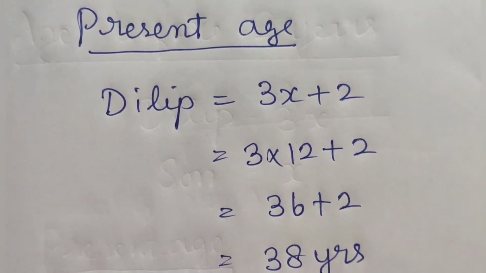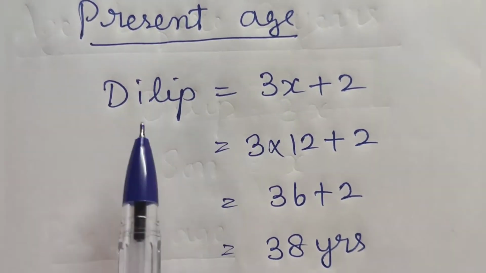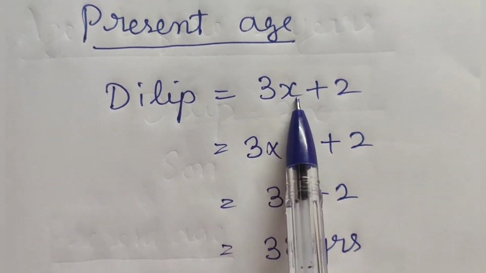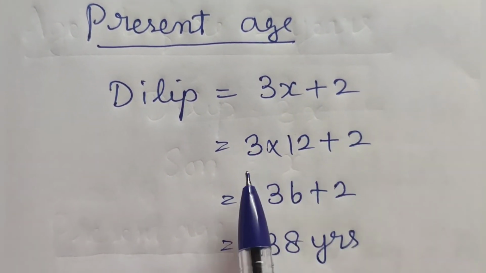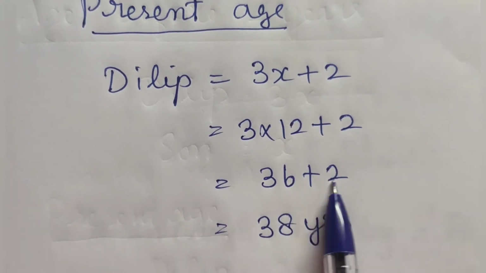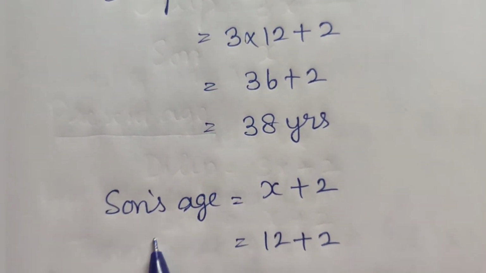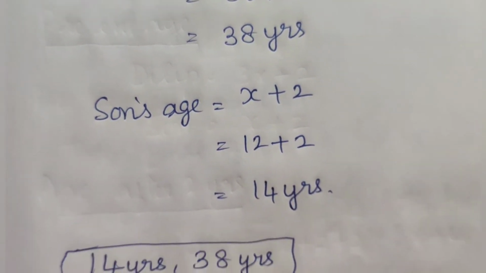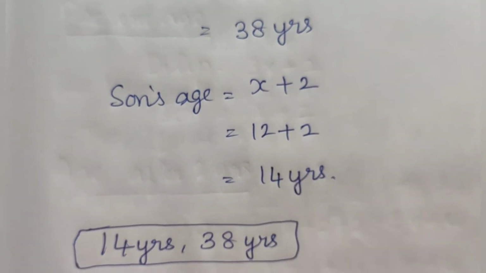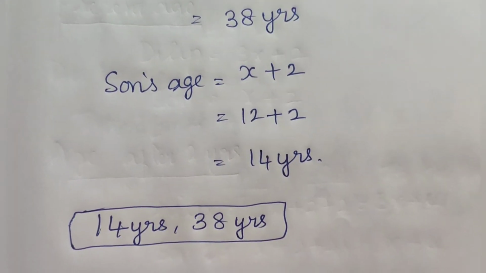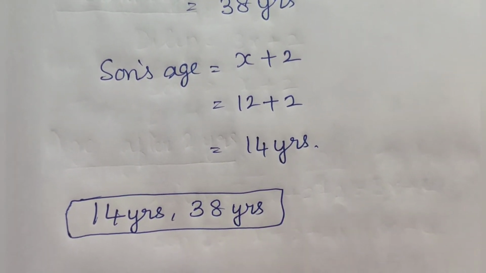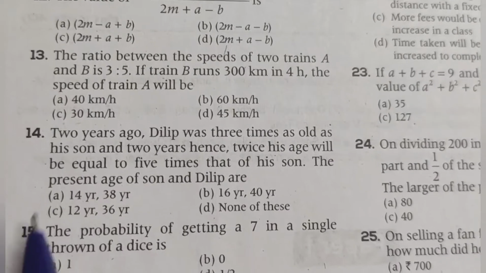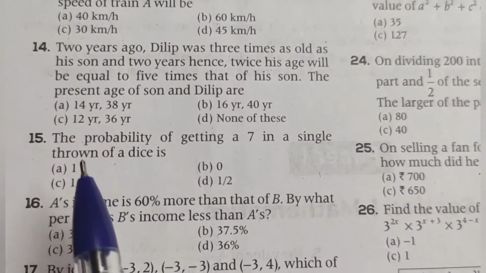Once we get x is equal to 12, we can find the present age. Dilip's present age is given by 3x plus 2, that is 3 into 12 plus 2, 36 plus 2, 38 years. Son's present age, x plus 2, 12 plus 2, 14 years. So Dilip is 38, son is 14. So the answer is 14 years, 38 years. Option A, 14 years, 38 years.